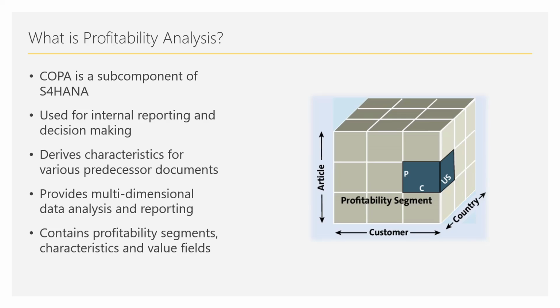A characteristic can be anything. It can be your company code, it can be a controlling area, it can be the customers, it can be country, it can be the material, anything. A characteristic can be something which is provided by default as a standard by SAP, or we can also define our own characteristics, for example, by creating a continent.